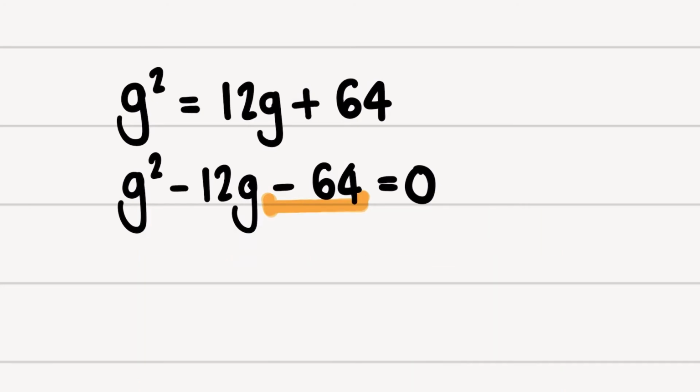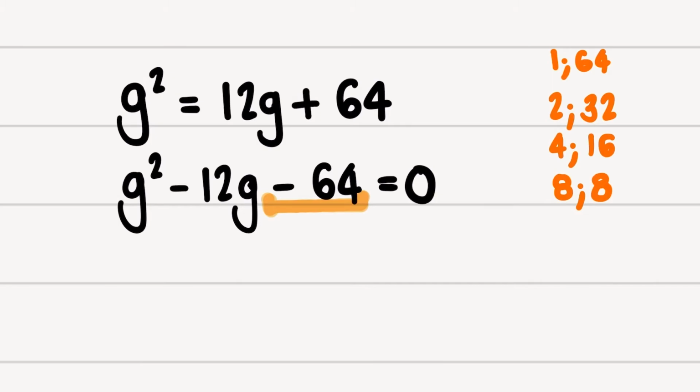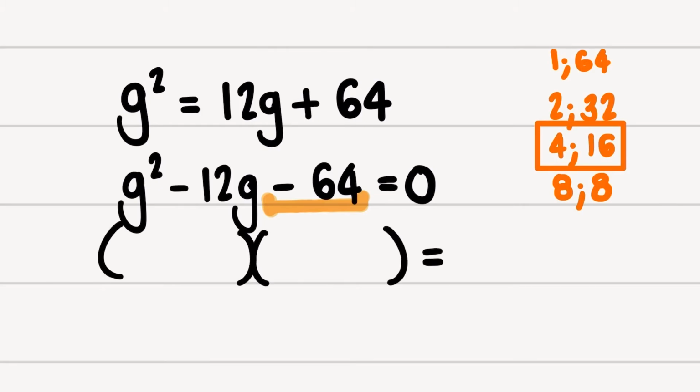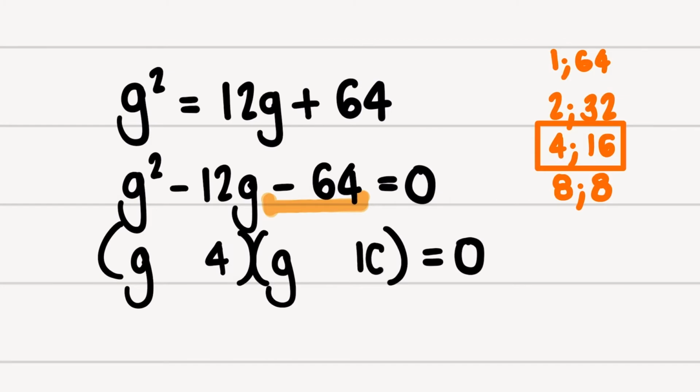So I'm going to start by writing out the factors of 64. So we have 1 and 64, 2 and 32, 4 and 16, and we have 8 and 8. Which of those sets of factors, when subtracted, are going to give me the middle term of 12? I know that that's 4 and 16. So now I'm going to have two sets of brackets equal to 0. g squared factored becomes g, and the factors that I've picked are 4 and 16.